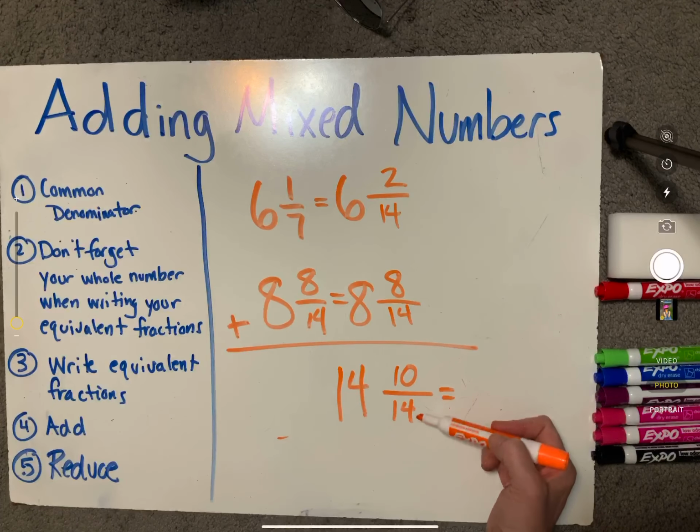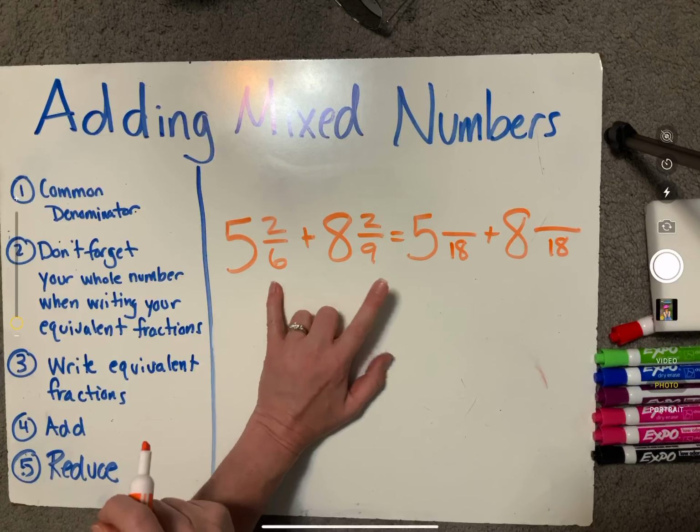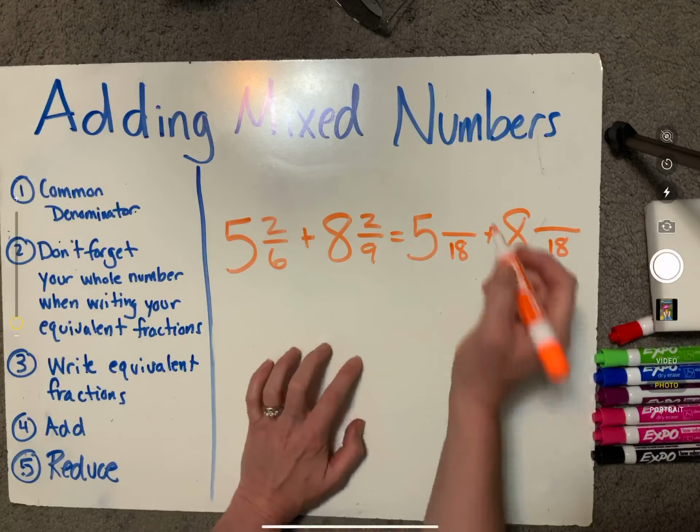So I've got 6 and 9. I could do 54 by multiplying them both together, but that's not going to be the lowest. I can do 18, which would be my lowest common denominator. So I'm going to do 18 and 18. 6 times 3 would be 18. 2 times 3 would be 6. 9 times 2 is 18. 2 times 2 would be 4.